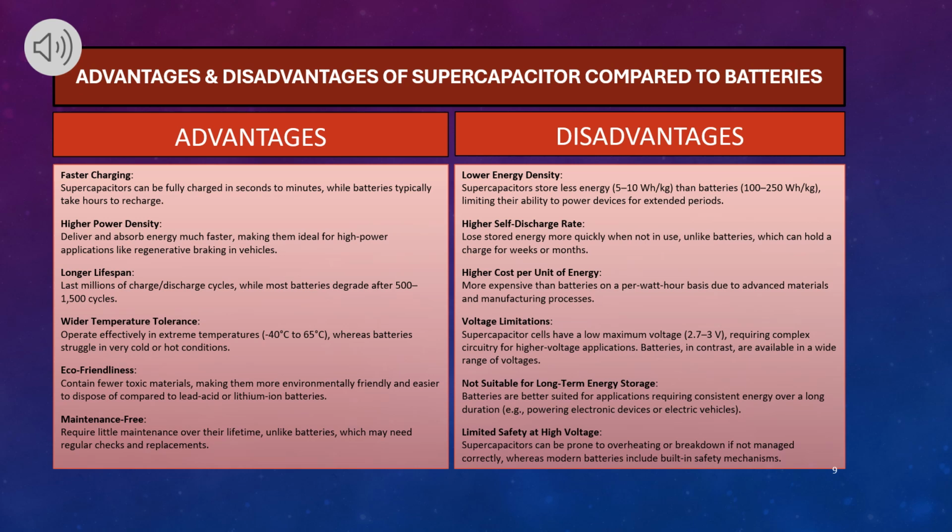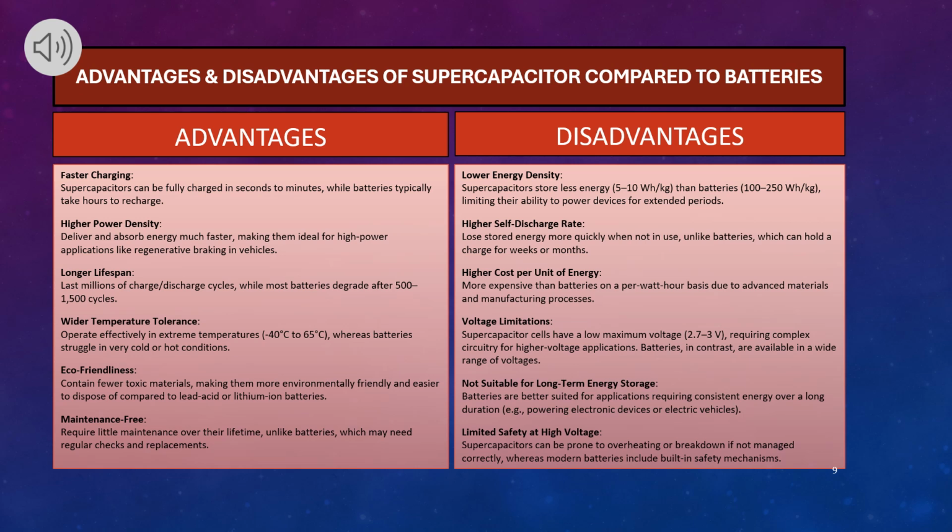Additionally, they have a longer lifespan, lasting millions of charge and discharge cycles, unlike batteries which typically degrade after 500 to 1500 cycles. Supercapacitors also operate effectively across a wider temperature range, from -40 degrees Celsius to 65 degrees Celsius, unlike batteries which may struggle in extreme conditions. Furthermore, they are eco-friendly, containing fewer toxic materials, making them easier to recycle compared to traditional batteries.